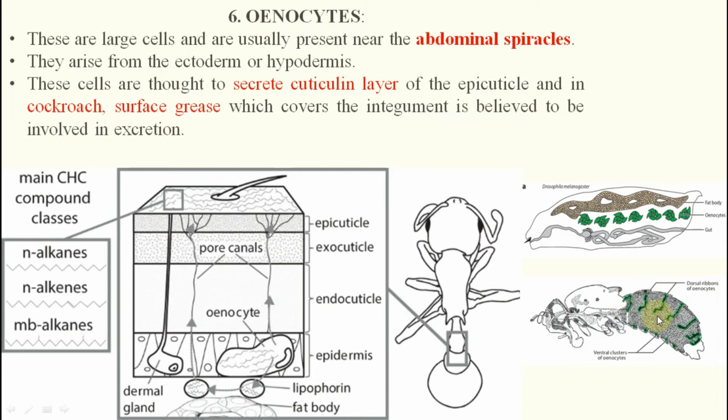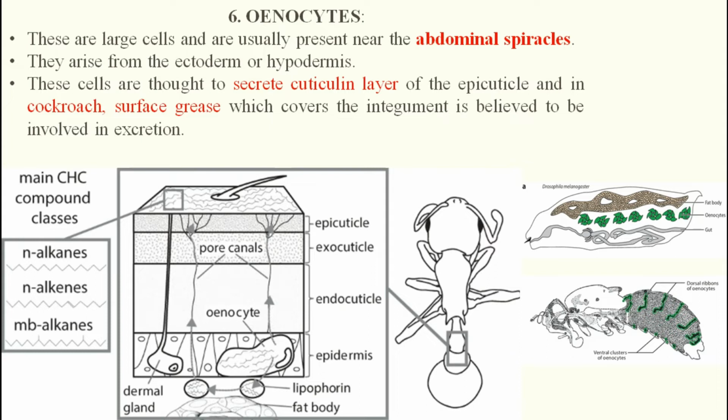Okay, here what will happen? This oenocyte will be there. Again, ectoderm. The cells are thought to secrete the cuticle layer. You see, these are the oenocytes. They will secrete your cuticle layer. Where cuticle layer is present? Ligament. Yes, yes or no?